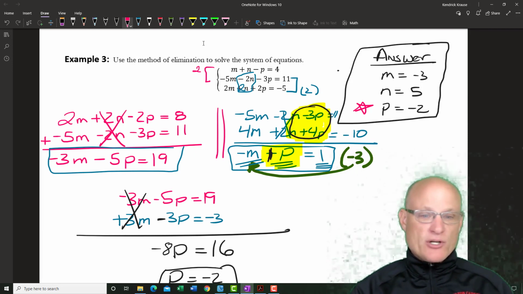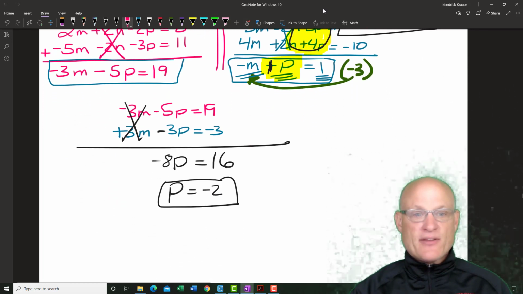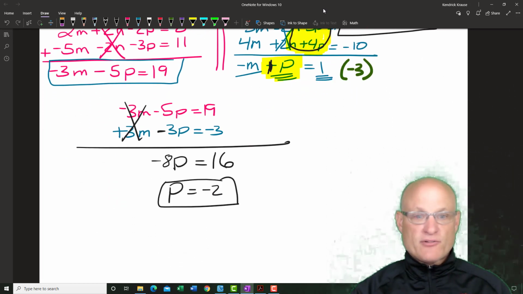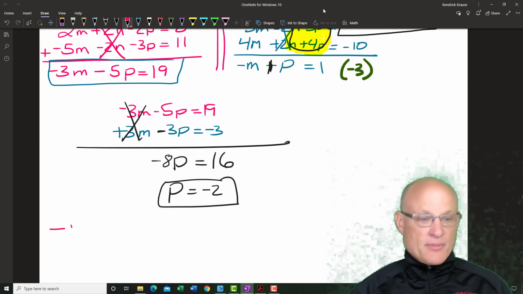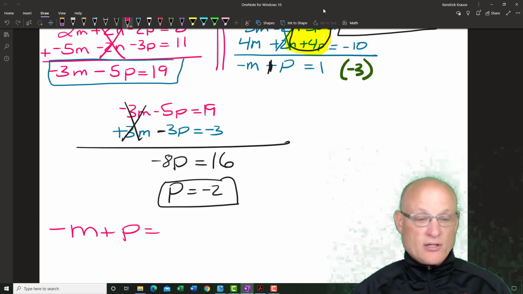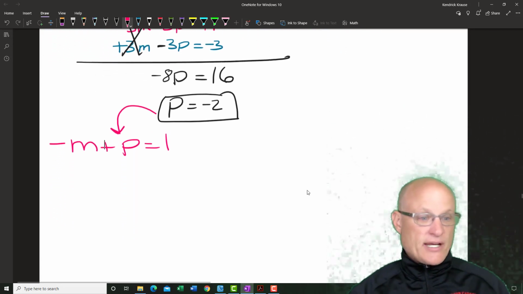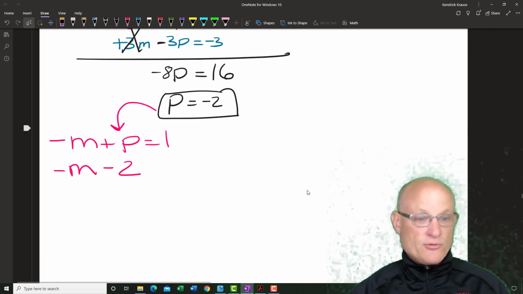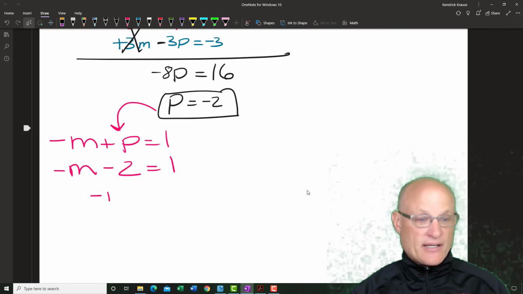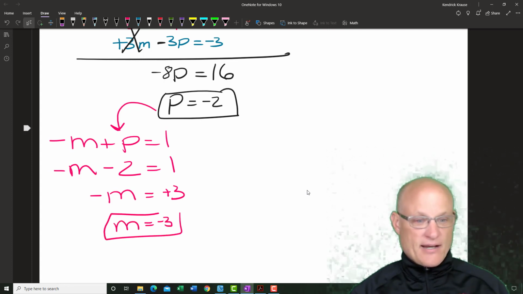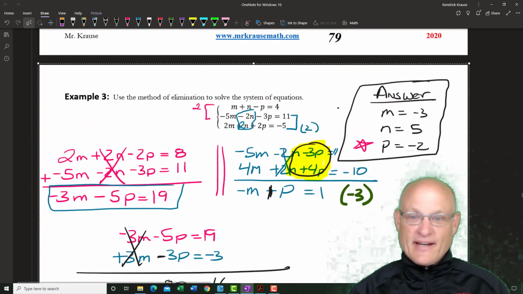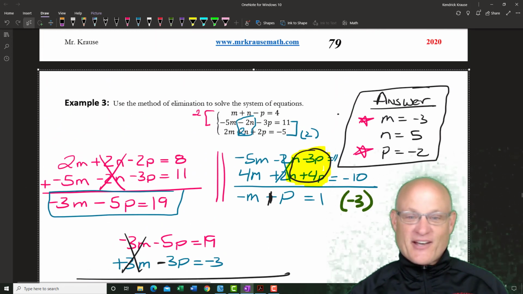Okay, so now what we're going to do is take that p and put it back into this crazy equation over here. That equation is negative m plus p equals 1. We're going to dump that p in there and hopefully we get the correct m. So negative m minus 2 equals 1. Add 2 to both sides. I get negative m equals negative 3, positive 3. And so therefore m equals negative 3. Now I hope that's right. Yay! It's always exciting when it's right.